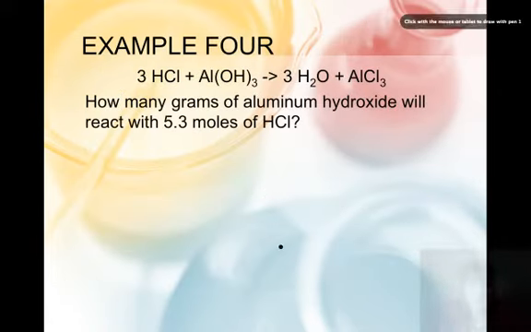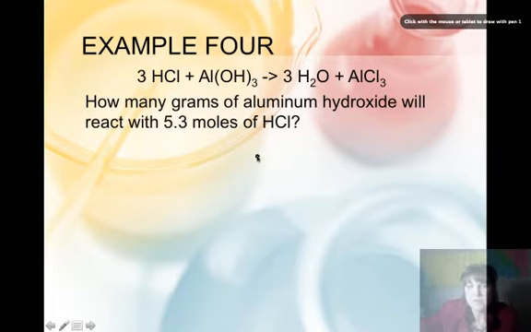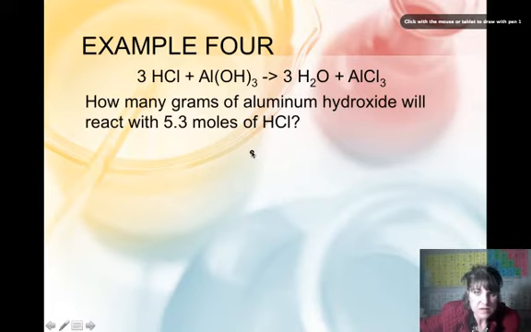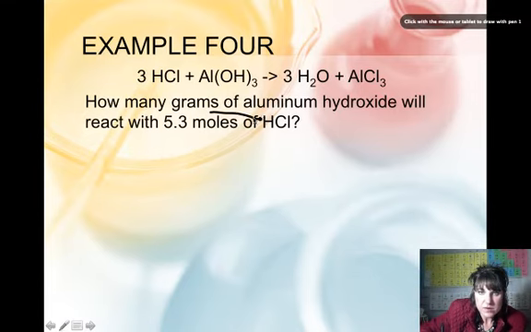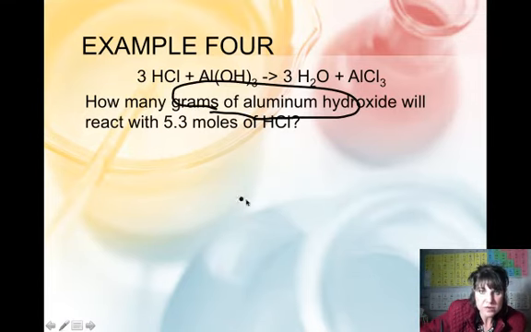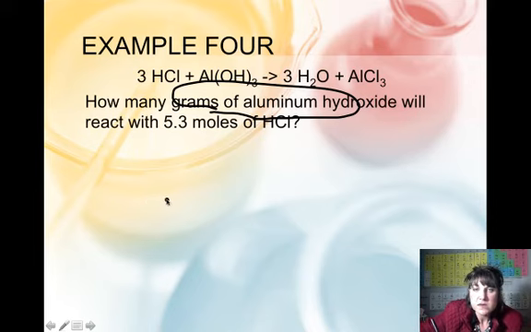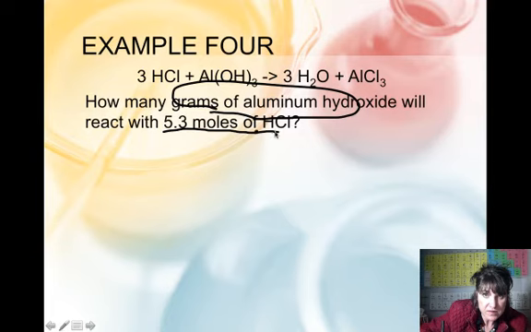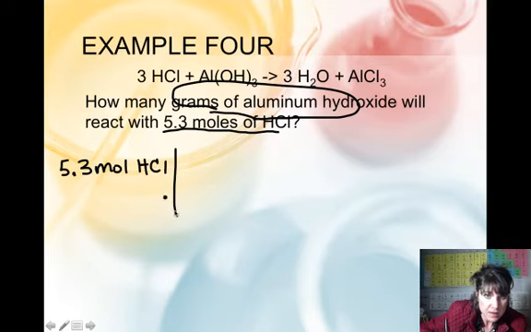All right, in this example, we have an acid-base reaction where hydrochloric acid is combined with aluminum hydroxide to form water and the salt known as aluminum chloride. So the question is, how many grams of aluminum hydroxide will react with 5.3 moles of hydrochloric acid? So I always circle the target so I know where I'm headed and underline my starting place because that's going to go on my starting line. So 5.3 moles of hydrochloric acid is my starting place.